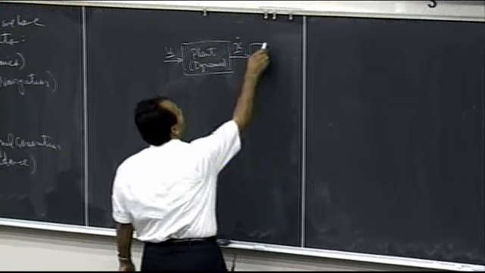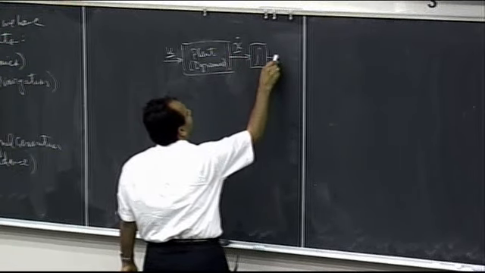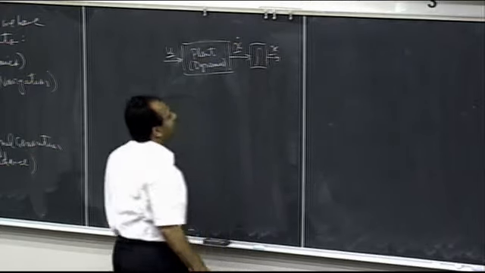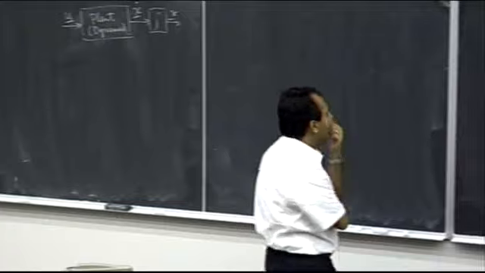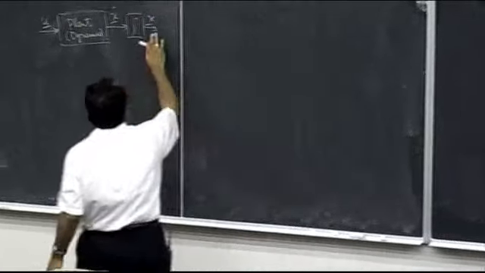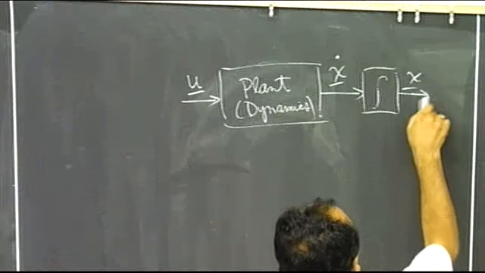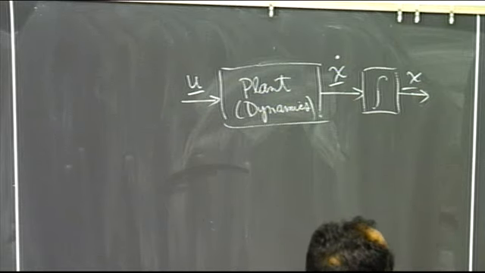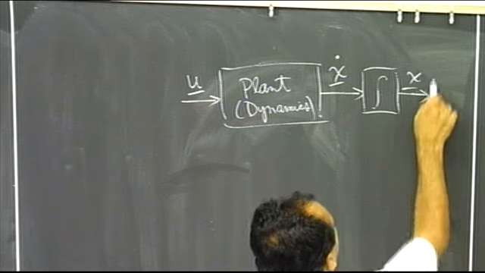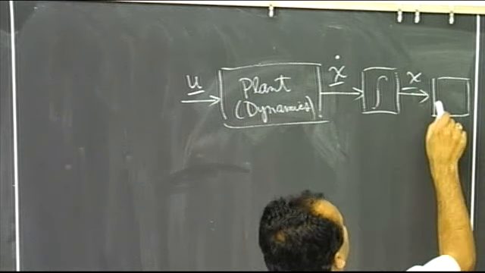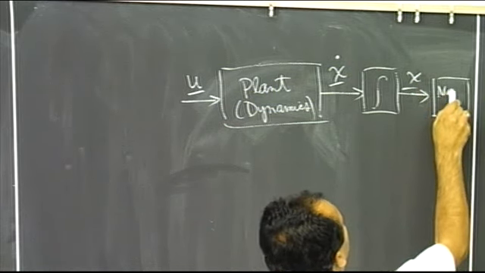Now I need to pass this through an integrator, and this gives me x. I have to integrate it once in order to get x, because I have a first order system. But what is true about most systems? Can I actually measure the state? No, I can't measure the state in general. What I can do is I have some function, which I'll call navigation.